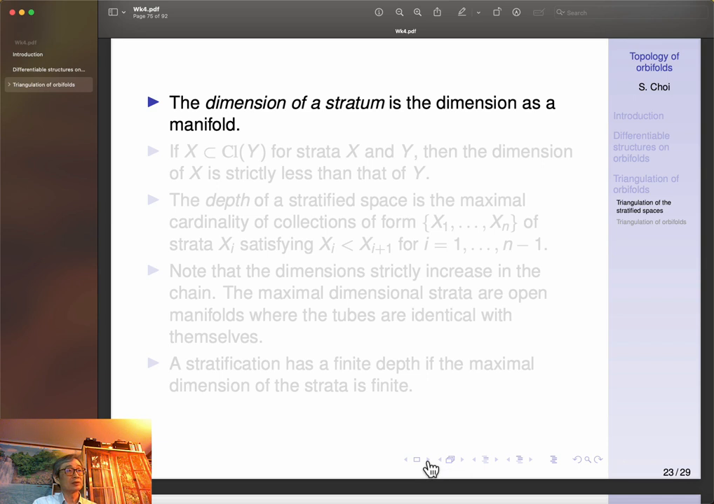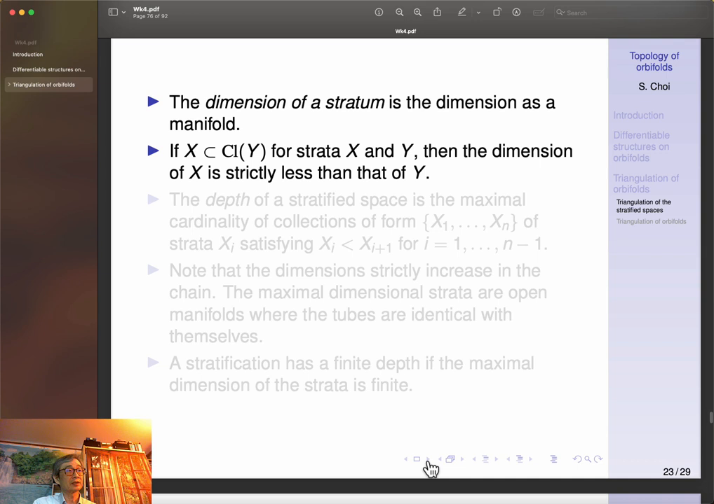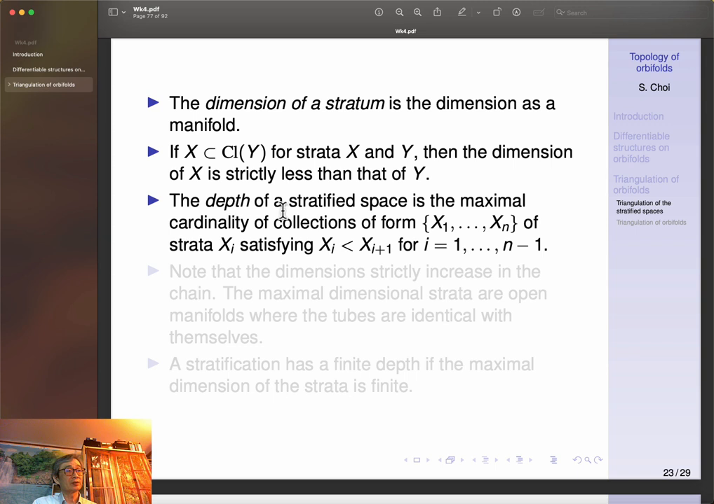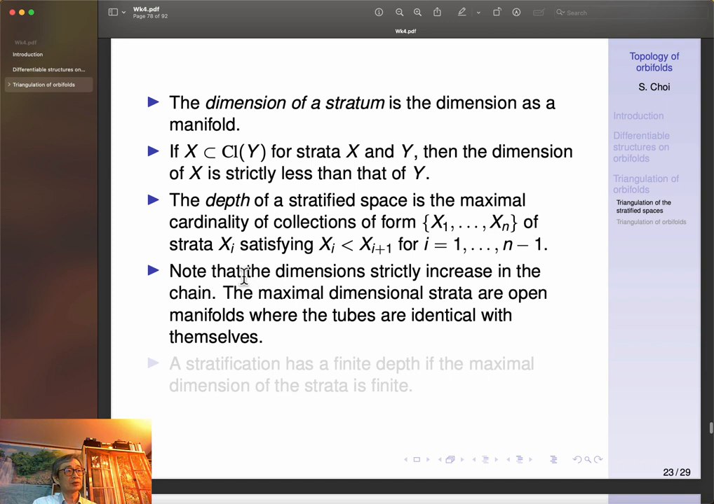So the dimension of a stratum is its dimension as a manifold, and if X is in the closure of Y for strata X and Y, then the dimension of X is strictly less than that of Y. Of course, this needs a proof, but we will not give you the proof. It's in Verona. And the depth of a stratified space is the maximal cardinality of collections of the form X_1 to X_n of strata satisfying X_i is less than X_{i+1} for all i equal to 1 to n minus 1. So the dimension strictly increases in a chain, okay?